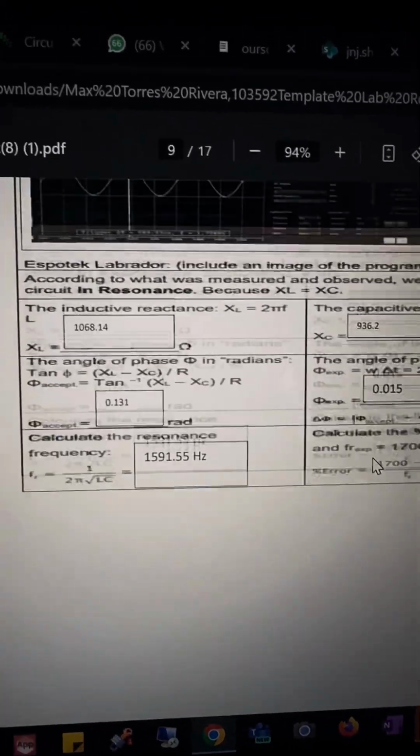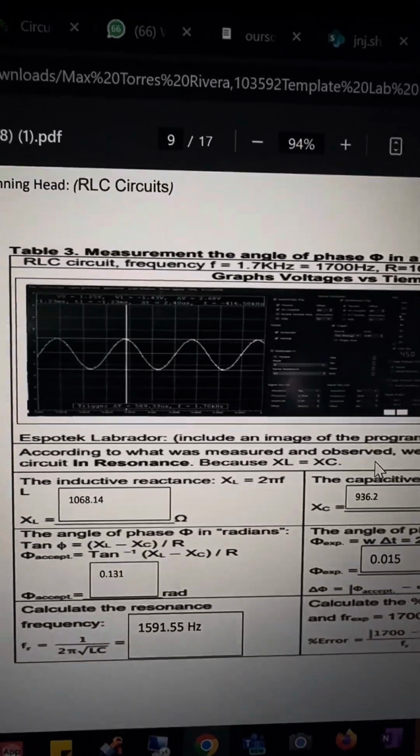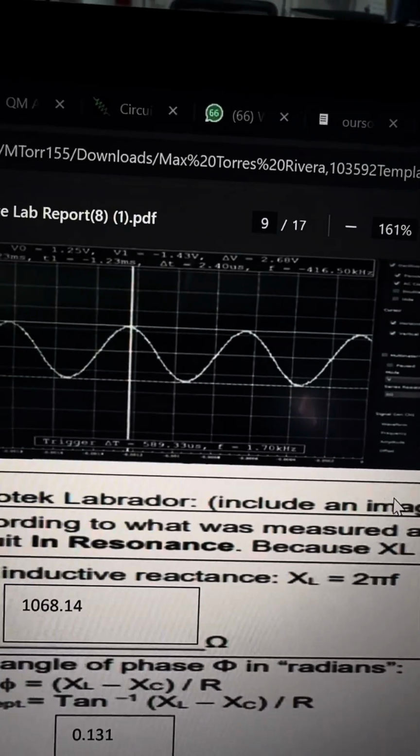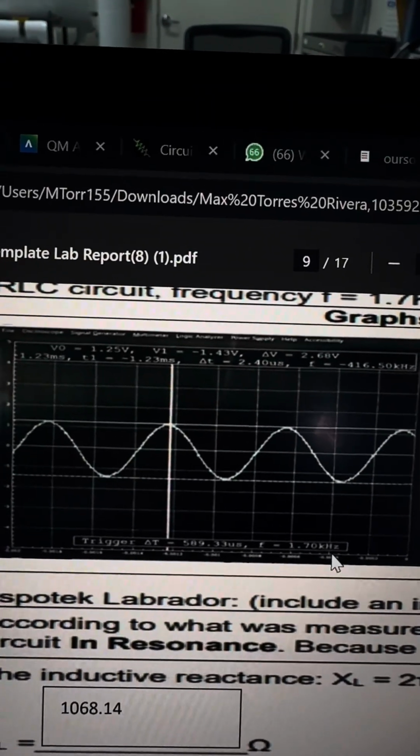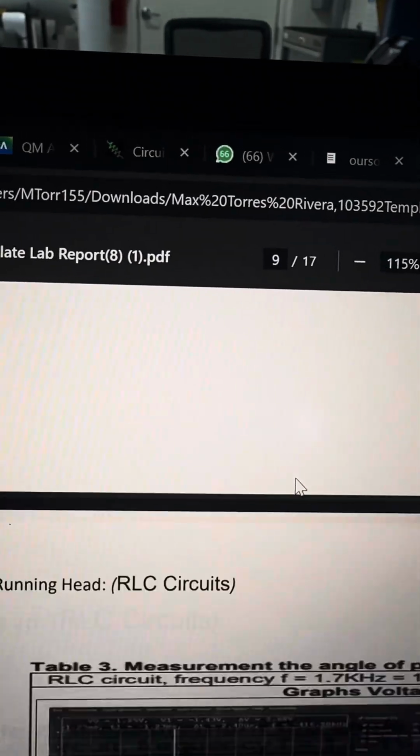I'll show you again the pictures. When we take the values, data table 3, and you can see our frequency over here, 0.7 kHz. Data table 2.